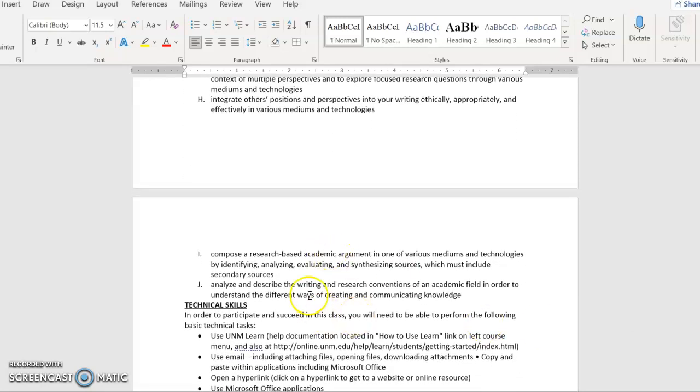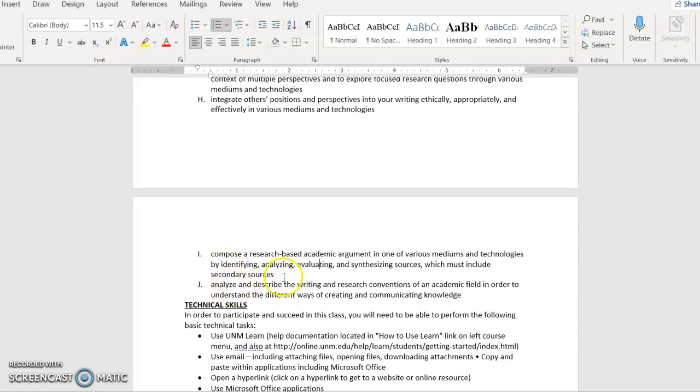So I apologize. I compose a research-based academic argument in one of various mediums and technologies by identifying, analyzing, evaluating, and synthesizing sources, which must include secondary sources, right? So this right here, you're going to be doing by going out and reading scholarly articles and including them in Project 2. Okay.